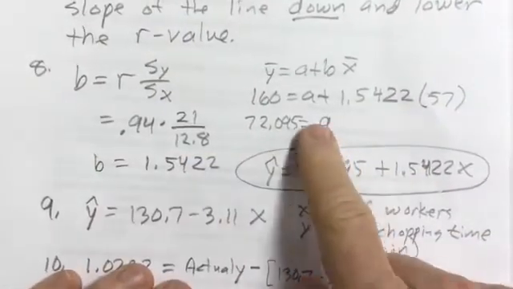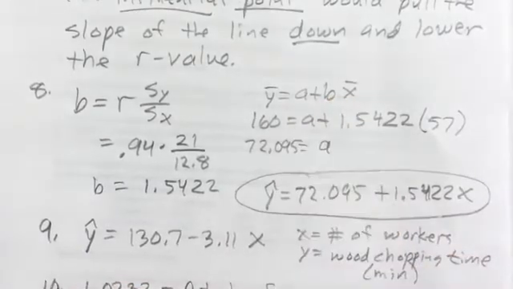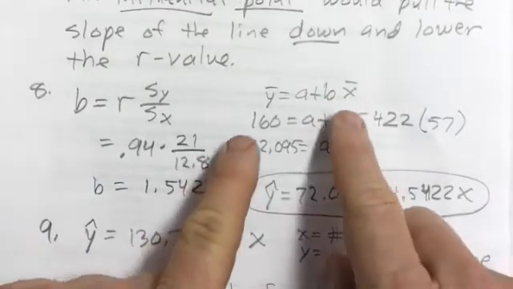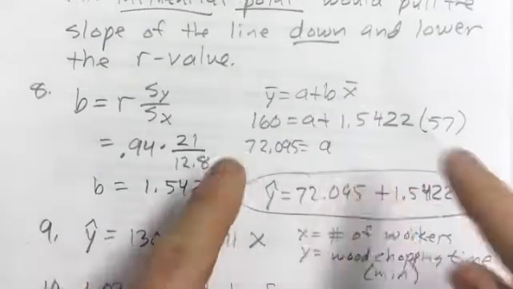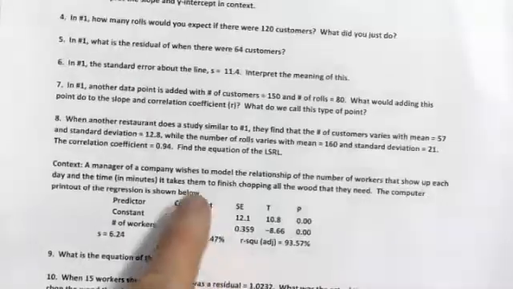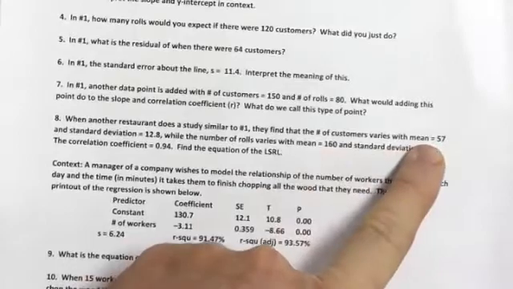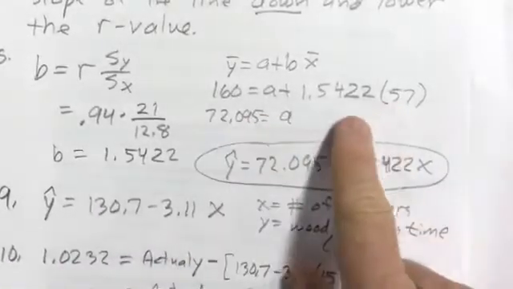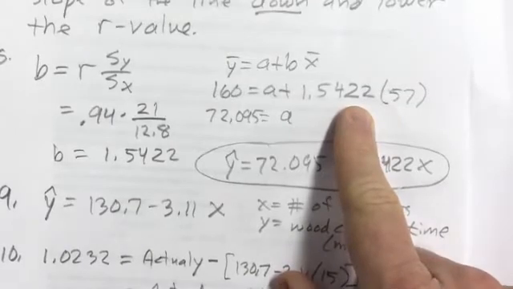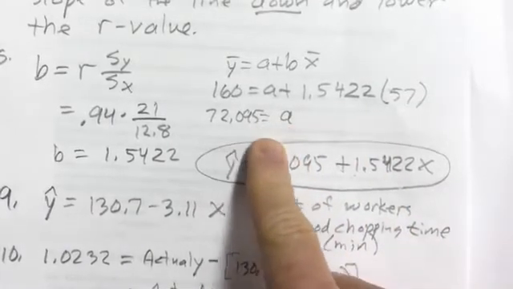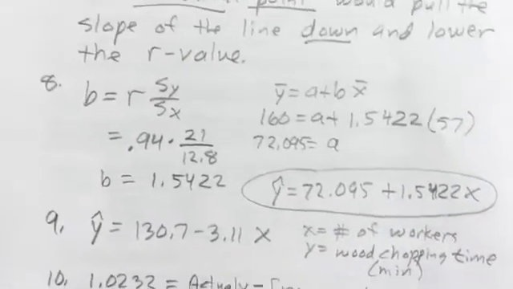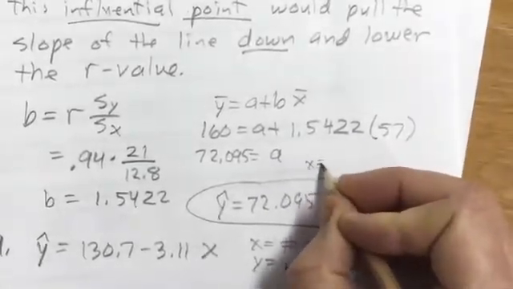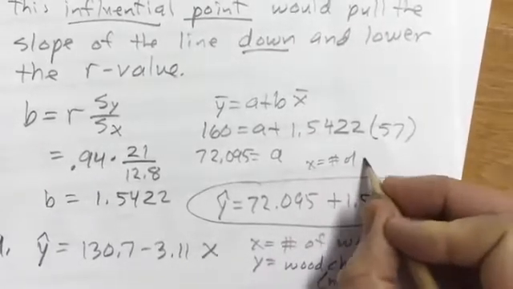Then you can find a by plugging into this equation. One of the things we really like about the least squares regression line is that it always goes through the point x bar, y bar, the mean of the x's and the mean of the y's. So I plug in y bar, the mean of the y's, which is 160, and the mean of the x's, which is 57. We just found the slope to be 1.5422. I solve this and get a, and there's the equation of my line. Just to be thorough, x is the number of customers.